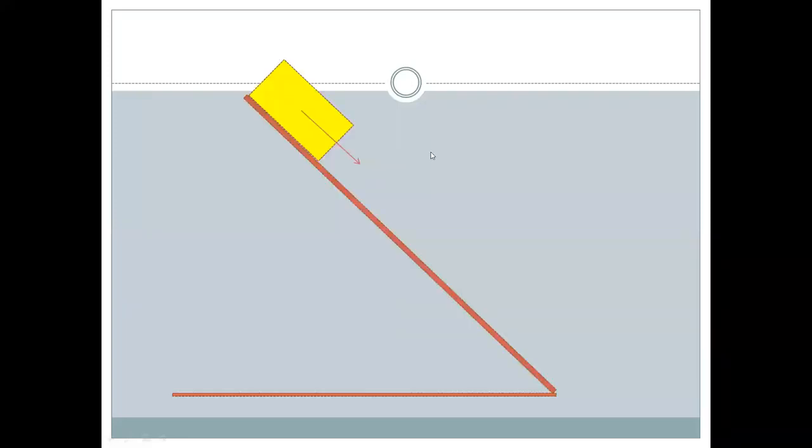So this is the example on the inclined surface. Due to its self weight, this object will slide down the plane and it will get some acceleration. So this is the sliding motion.